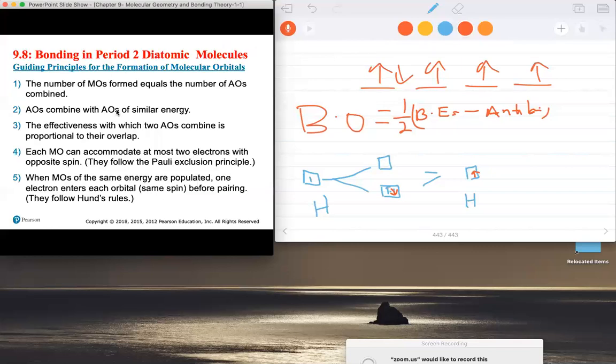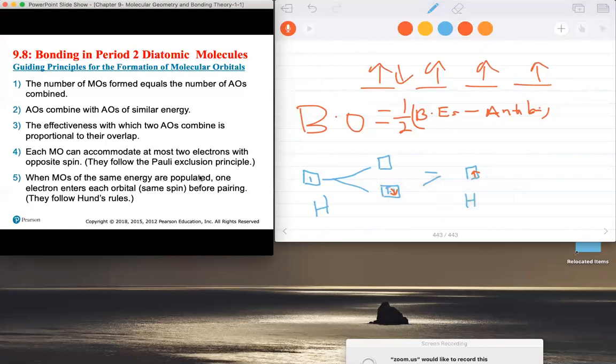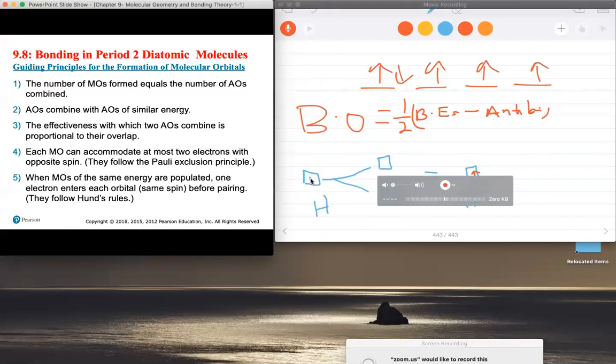These are just rules or guiding principles for drawing the molecular orbitals. The number of orbitals formed equals the number of atomic orbitals. Look here. How many total atomic orbitals for hydrogen gas? 1 plus 1 is 2, so we end up with 2. If we have 3, then we end up with 3. If we have 4, we end up with 4. Atomic orbitals combine with atomic orbitals of similar energy. In other words, you cannot have 1s combining with 2s. No, they shall have the same energy.